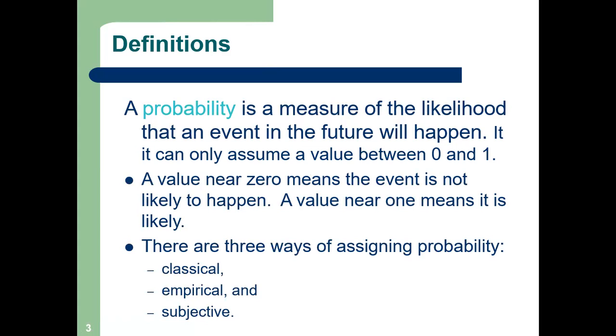There are three ways to calculate or assign a probability. One is classical, other one is empirical, and the last one is subjective. We will discuss these three types of probability concepts in detail in later section.